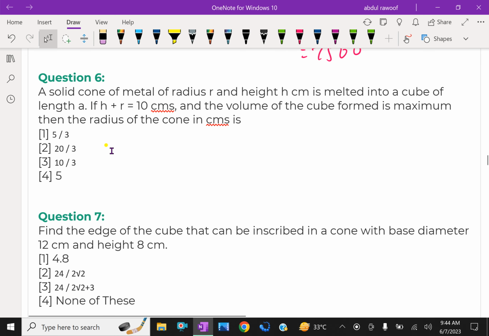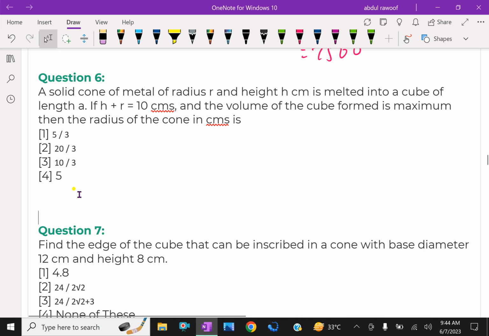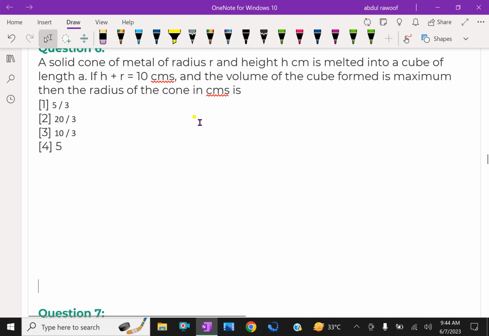Next question. A solid cone of metal of radius r and height h centimeter is melted into a cube of length a. If h plus r equal to 10 centimeter, the volume of the cube formed is maximum. Then the radius of the cone is. Here, volume of the cube is maximum means the volume of cone should be maximum for certain value of h and r.